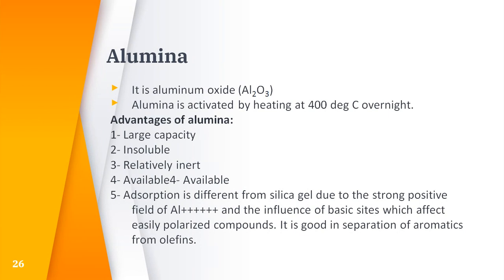Next adsorbent which is widely used is alumina. It is aluminium oxide, that is Al2O3. It is activated by heating at 400 degrees Celsius overnight. Advantages of alumina are: it has large capacity, it is insoluble, relatively inert, and easily available. Its adsorption is different from silica gel due to the strong positive field of the aluminium cation and the influence of basic sites which affect easily polarized compounds. It is good in separation of aromatics from olefins.